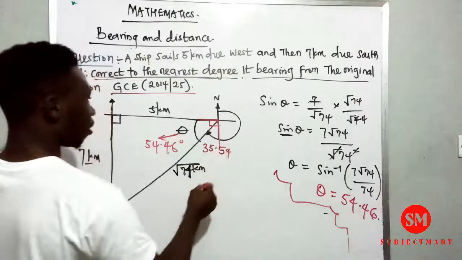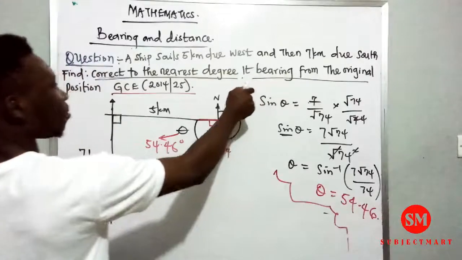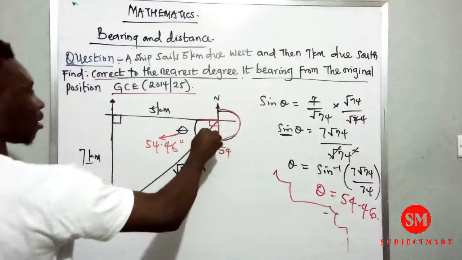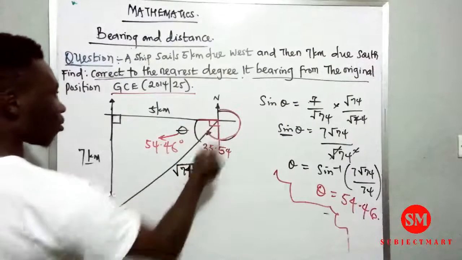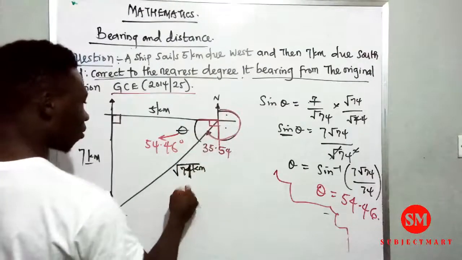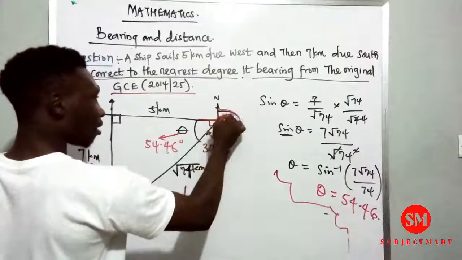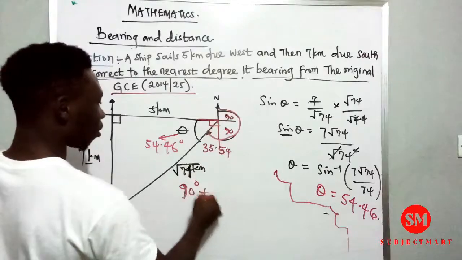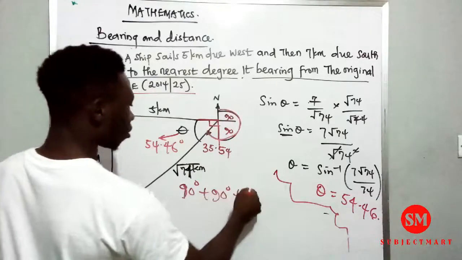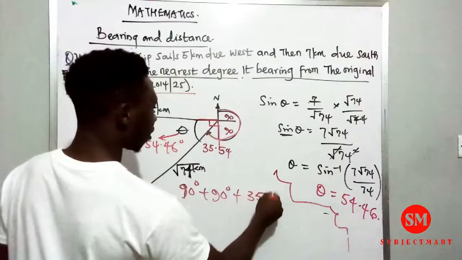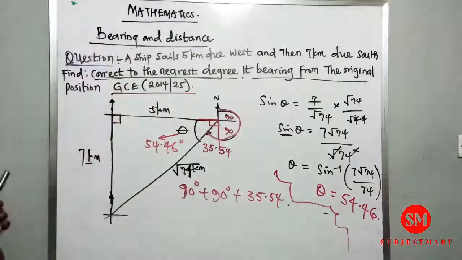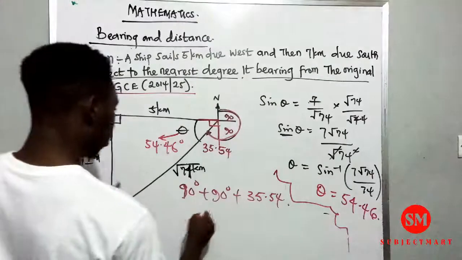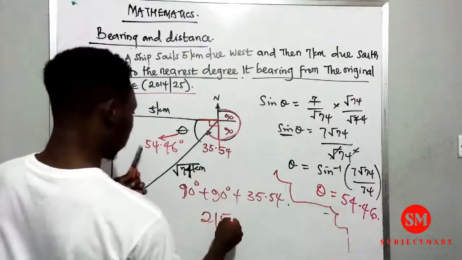So now the bearing of what? The bearing from its original position, that is this. That's going to give us what? From this is 80 degrees. This is 90. 90 then plus it. That is 90 degrees plus 90 degrees plus 35.54 degrees. That is going to give us a total of 215.54 degrees.